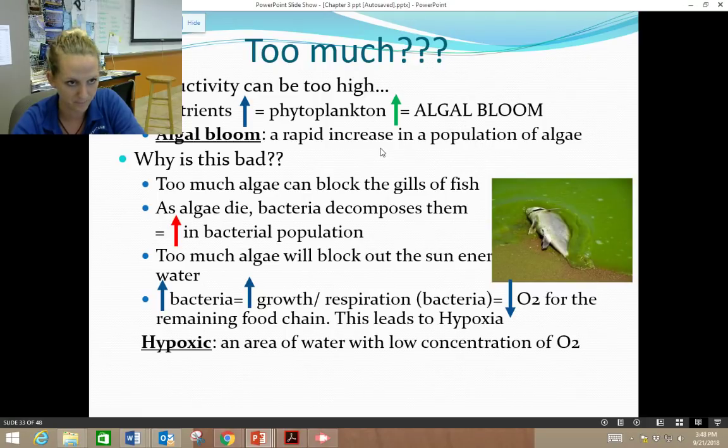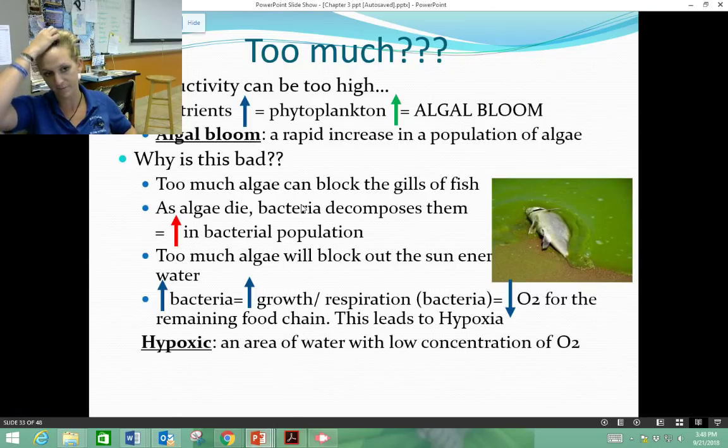Why is this bad? Too much algae can block the gills of fish. Like, just cake it on there. As algae die, they sink. Bacteria has to decompose them, okay? And bacteria now has this awesome food source. So that's going to cause the bacteria population to explode. Now we're talking about the bottom of your water. Algae sink, phytoplankton sink. They need to be decayed and broken down, decomposed by bacteria.